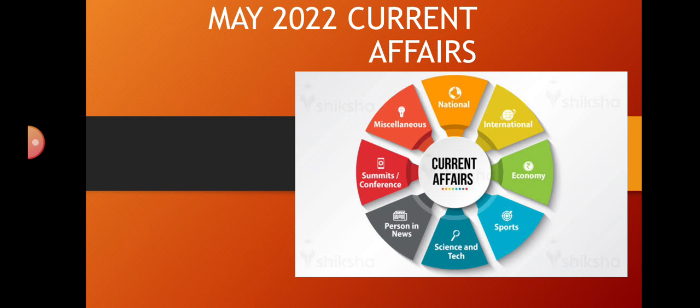Procedure for amending the 7th Schedule. It can be amended as provided under Article 368 in Part 20 of the Constitution. It requires a special majority of Parliament, that is, a majority of the total membership of the House and a majority of not less than 2/3 of the members of the House present and voting, and also the consent of half of the state legislatures by a simple majority.